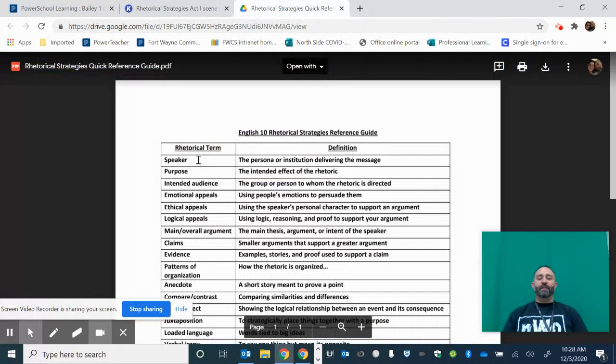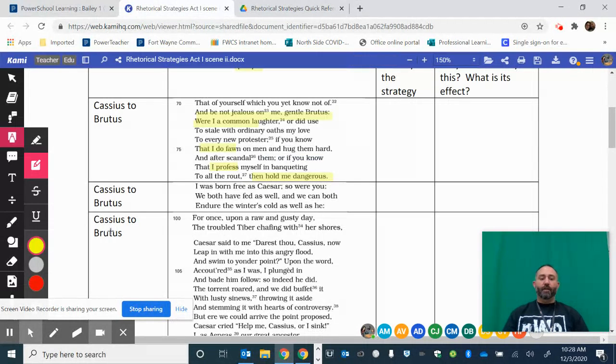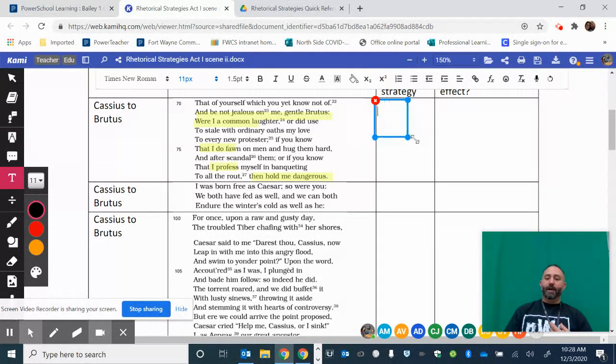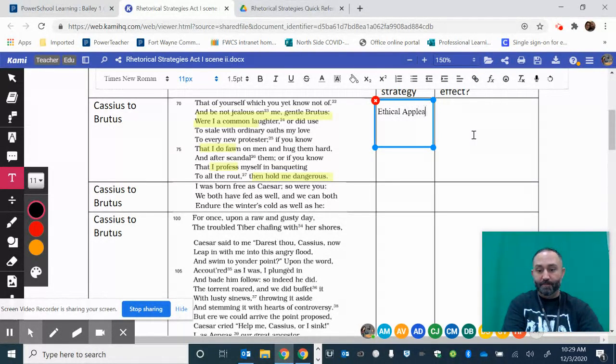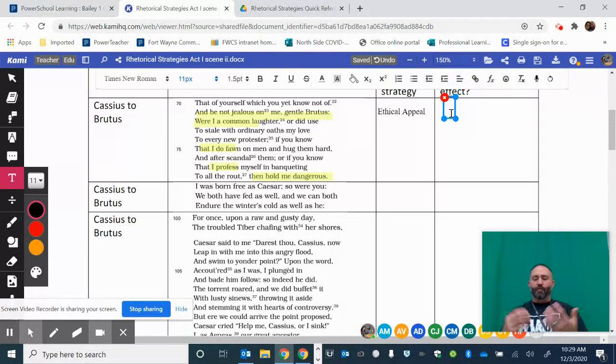So looking at this definition list, the type of appeal that this is, is known as an ethical appeal, using the speaker's personal character to support an argument. So he's saying you can trust what I'm about to say, Brutus, because I'm a trustworthy person for these reasons. So for the strategy, I'm going to label it as ethical appeal. Your job is to go, well, why would Cassius use an ethical appeal as he's talking to Brutus, especially with what he's about to talk about?